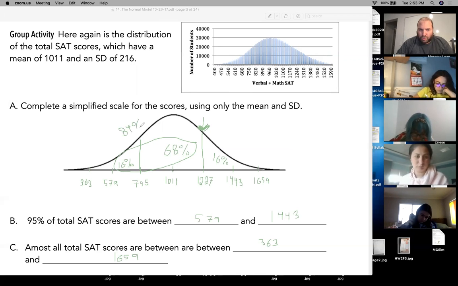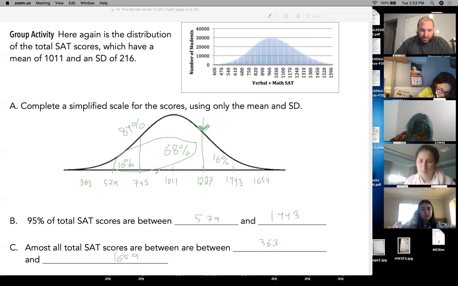So we see that a score of 1227 or approximately 1230 does in fact give 84% of the data to the left of it. Does that make sense? Because I have this 68 plus this 16, that's a total of 84%. Yes? Okay.